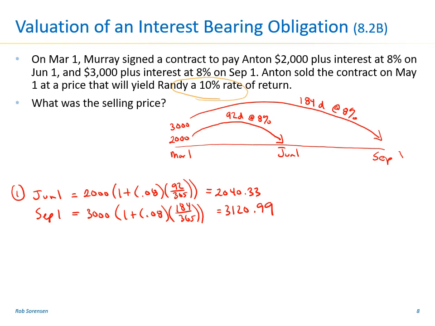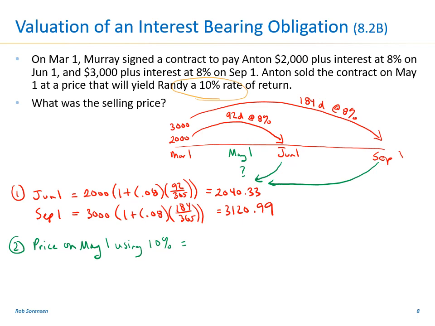Switch to a new color here for step two, just so we can keep it separated a little bit. I want the price on May the 1st using 10%. Well, what's that going to be? Well, let's see. Let's put May the 1st on the timeline here. I want to get the price here. I'm going to have to take the amounts I've just calculated and bring them back, aren't I?